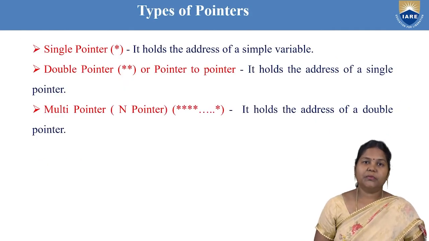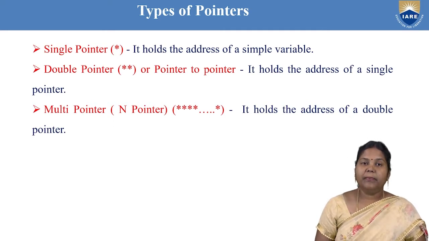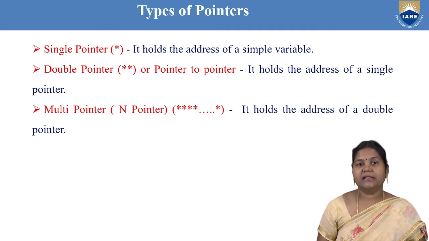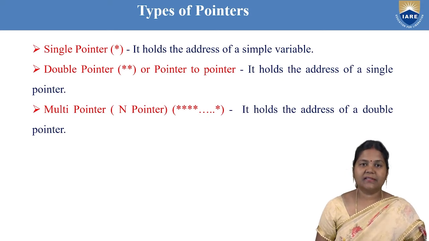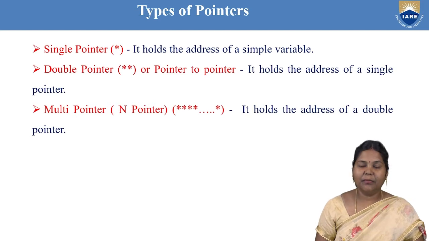Now, let us move on to the different types of pointers we use in programming. Depending on how many levels of indirection you want to use, the pointers are classified as single pointer, double pointer, triple pointer, multi-pointer and so on. One very simple difference you can see is that the number of stars that you write before the variable name will increase. In a single pointer, we write 1 star. In a double pointer, we write 2 stars, triple pointer 3 stars. It indicates that the level of indirection also increases.